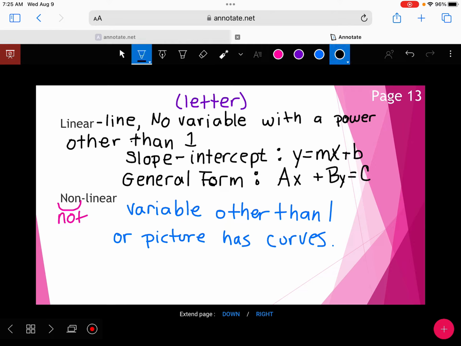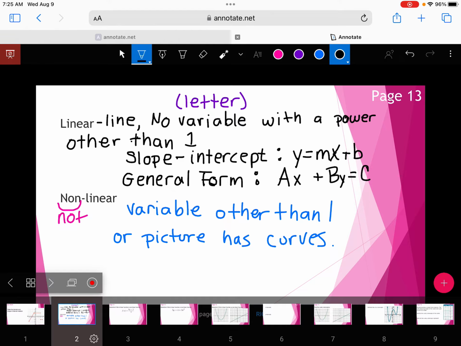I'm going to give you a second to write that all down. But that's what we're going to focus on mostly today, is: is it a line or is it not a line? We might get into a couple other pieces in a little bit. But that's what we're starting with, okay?